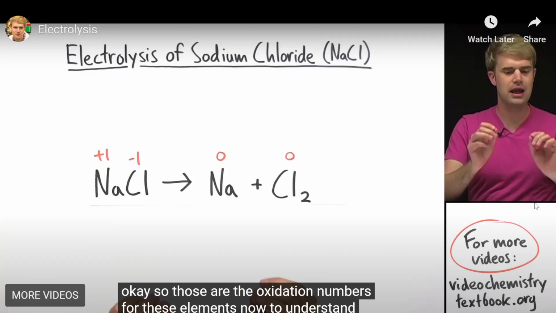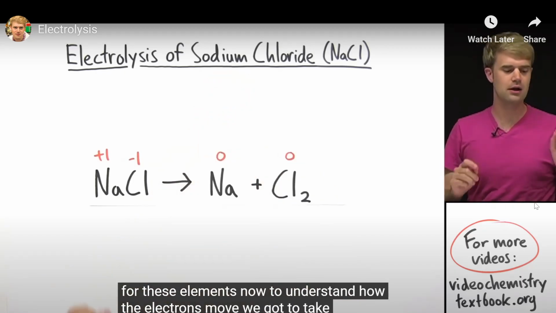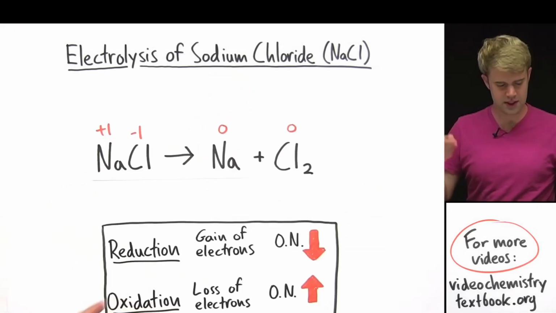Na got reduced because its charge got smaller. It got reduced. And Cl got oxidized. Good. And for how the electrons move, we've got to take a look at the changes in these oxidation numbers.